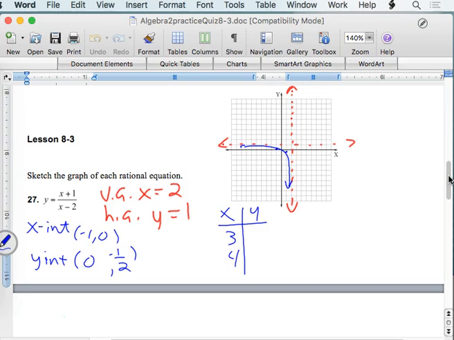3 plus 1 is 4. 3 minus 2 is 1. 4 divided by 1 is 4. Put a 4 in. 4 plus 1 is 5. 4 minus 2 is 2. 5 halves is 2 1/2. So 3, 4. And 4, 2 1/2.